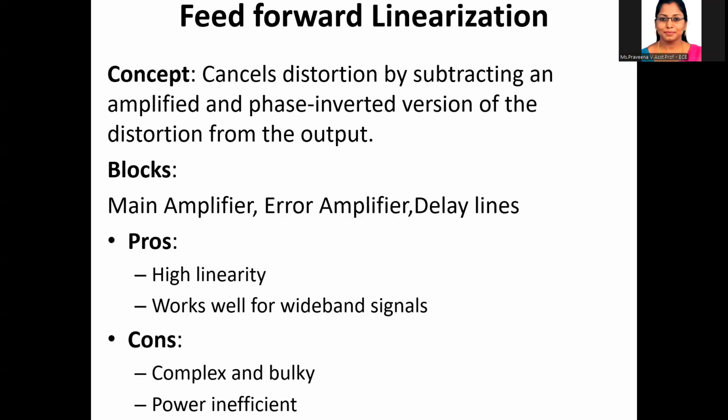So the main blocks are the main amplifier, error amplifier, and delay lines. The main amplifier amplifies the input RF signal and produces both the desired signal and the distortion signal itself. The error amplifier, as the name says, amplifies only the extracted distorted signal. It generates a correction signal. The delay lines are used to synchronize the main signal and error signal. They ensure proper phase alignment for distortion cancellation. That is the main concept.